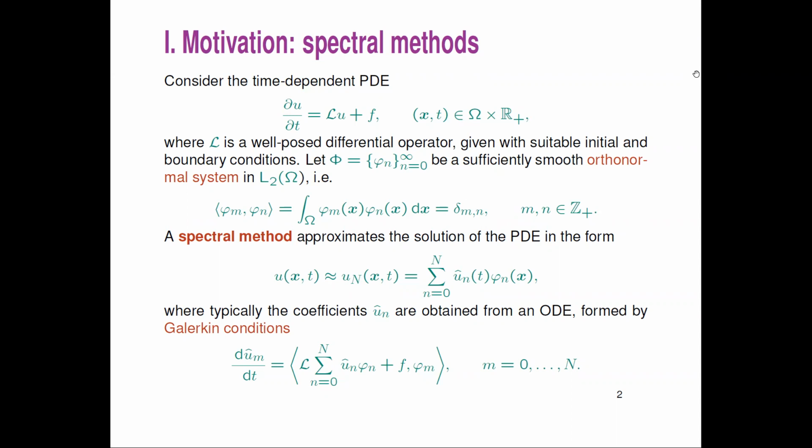So let me explain briefly what spectral methods are. Suppose that we have a sufficiently smooth orthogonal system in L2. Being sufficiently smooth, it will live in some Sobolev space. And here are conditions for orthonormality. A spectral method approximates the solution of the PDE by a truncated sum where the coefficients are given by Galerkin conditions. Simply, you want the remainder to be orthogonal to all the elements of the basis. You use integration by parts as necessary, and this gives you a system of ordinary differential equations for the u_m's, and you solve them by any standard numerical method.